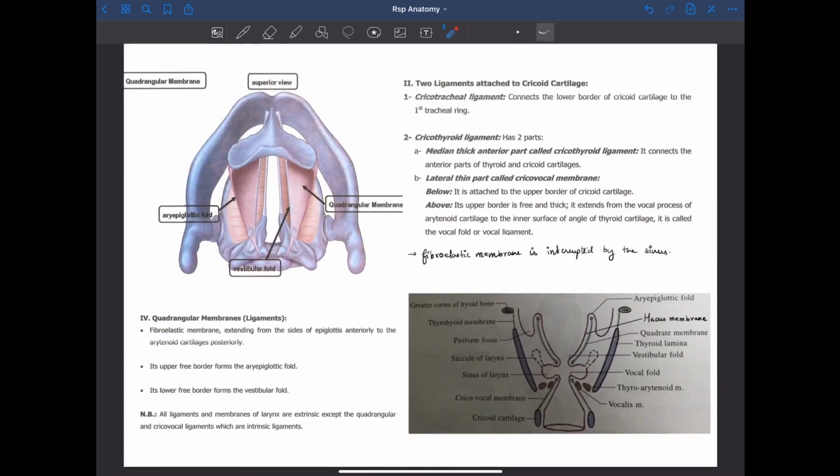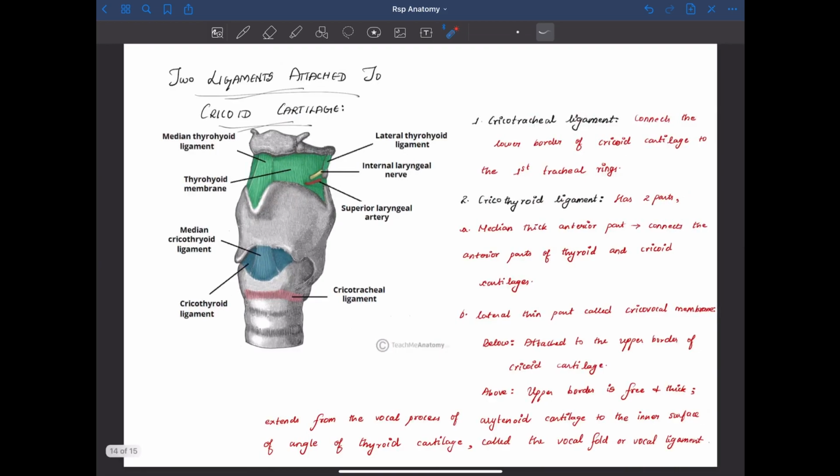Now we will see the cricotracheal ligaments. There are 2 ligaments attached to the cricoid cartilage. Here, see, this is the cricoid cartilage, the signet ring-shaped cartilage. You remember, right? So it gives 2 ligaments.